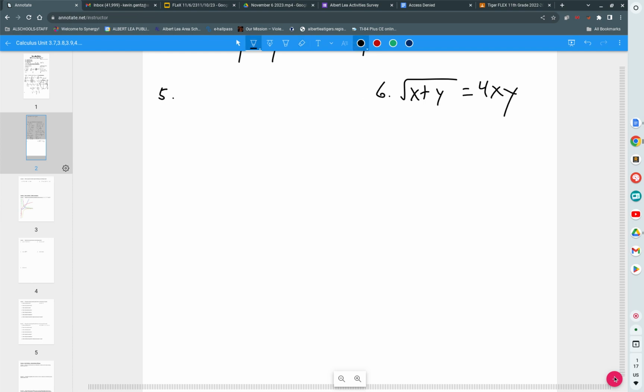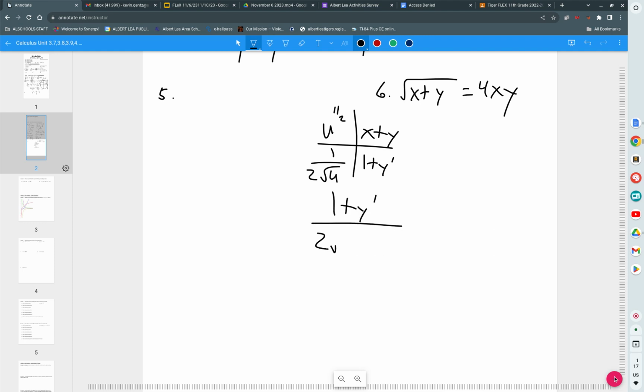All right, let's check it out. Did you set up the chain rule? Yep. Good, way to go. So you should have x plus y to the 1/2, 1 over 2 roots of u. Notice we don't even really explain that anymore. Derivative of this is 1 plus y prime. So when I multiply these together, I get 1 plus y prime on top, and on the bottom you have 2 roots of x plus y. Any questions? I got the left side. Okay, so the right side is going to be 4y plus 4xy prime. How did I come up with that?